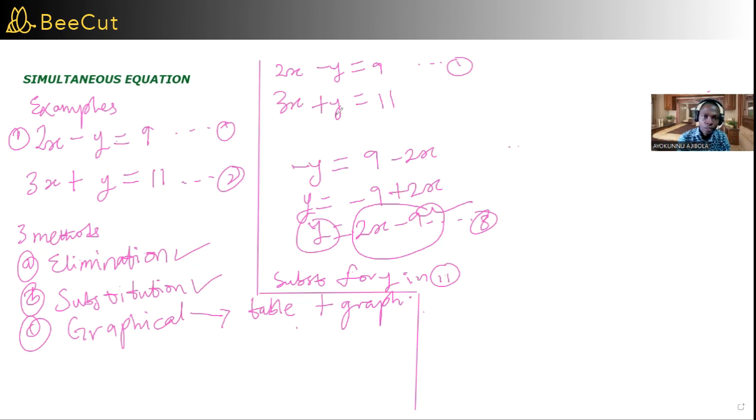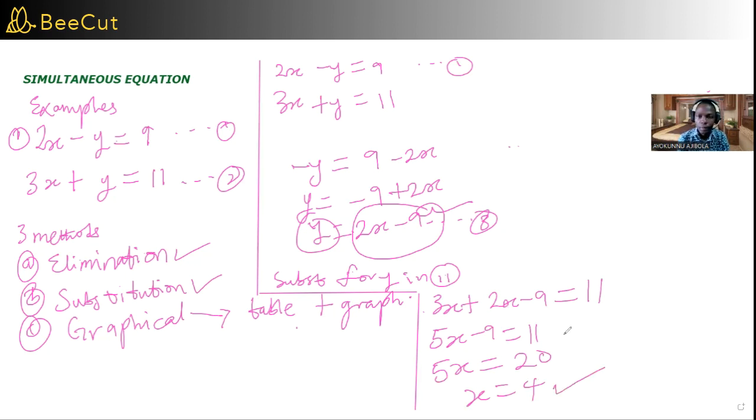And equation 2 says 3x plus y equals 11. So that means 3x plus y. What's my y now? 2x minus 9. So 3x plus 2x minus 9 equals 11. So I'm going to have to solve this. 3x plus 2x is 5x. So I have 5x minus 9 equals 11. Then you take the 9 to the other side, and I have 5x equals 20, because 11 plus 9 is 20. Then x is going to be 4. Now, I found my x to be 4, which is the same as what the previous method gave me.